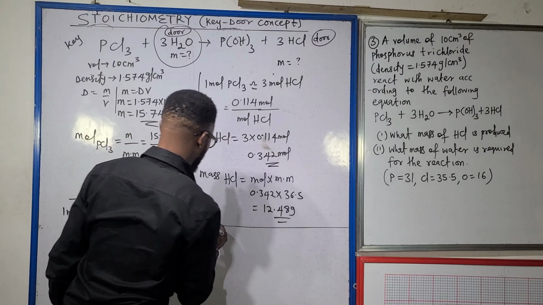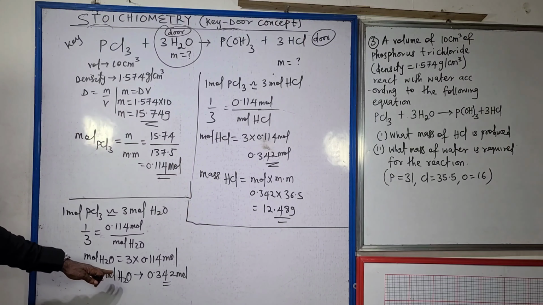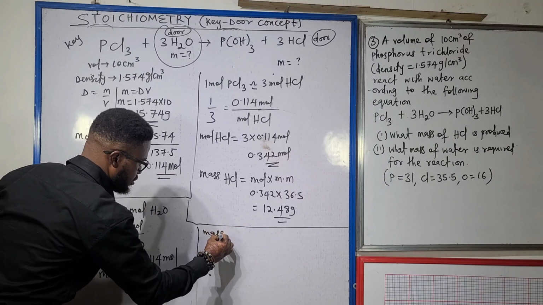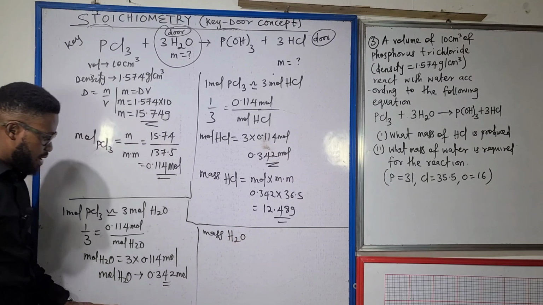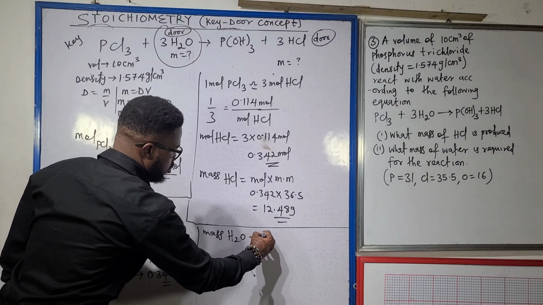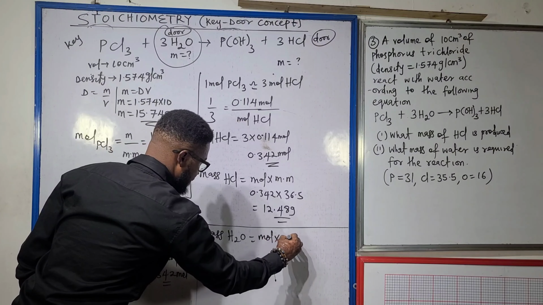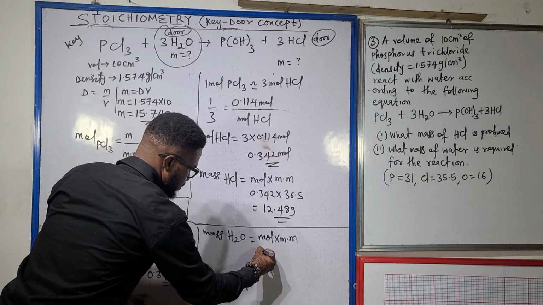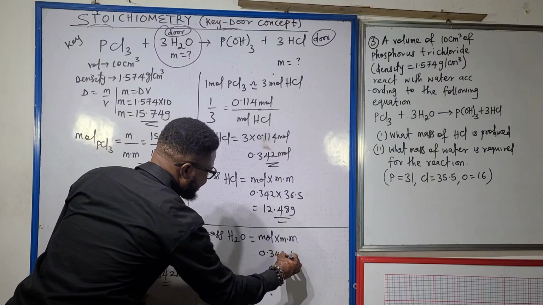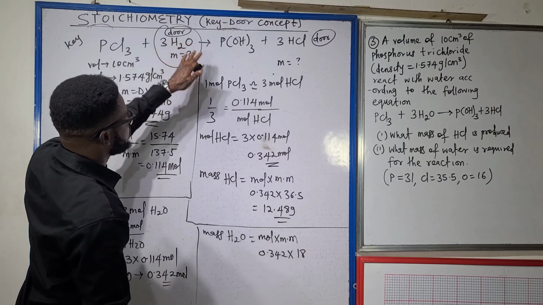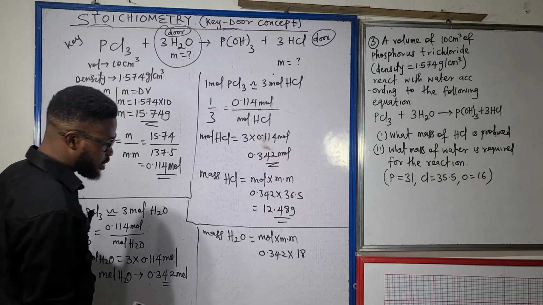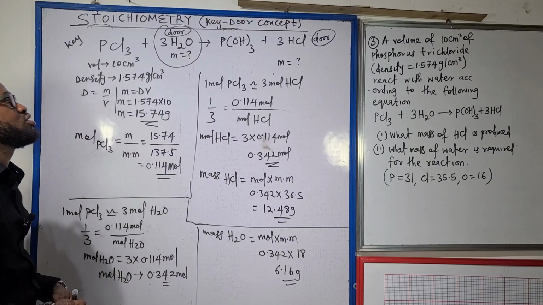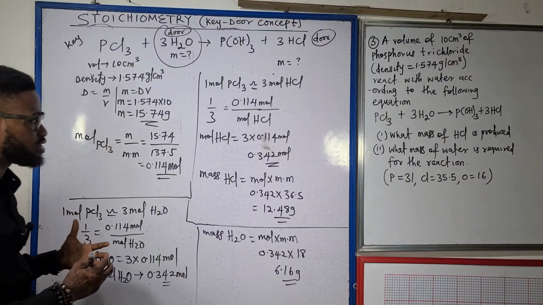Since I was told to look for the mass of water here, then the mass of water is going to be mole times molar mass. So mole times molar mass here is going to be 0.342 times 18. Molar mass of water is 18. That will give you 6.16 grams. So that is how stoichiometry, that key concept, works.